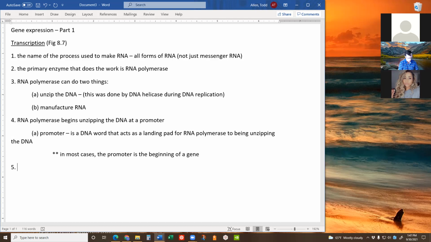Okay, so RNA polymerase will stop making RNA when it scans across a DNA word called the terminator.